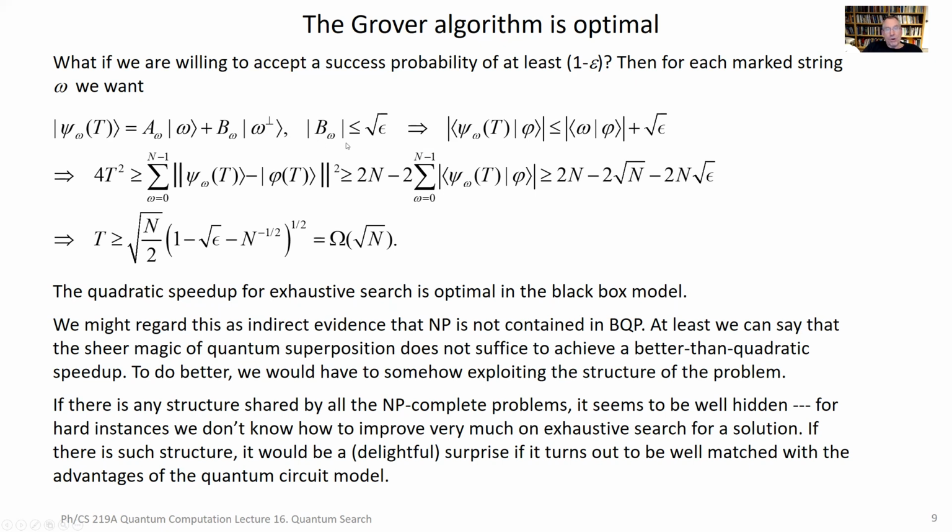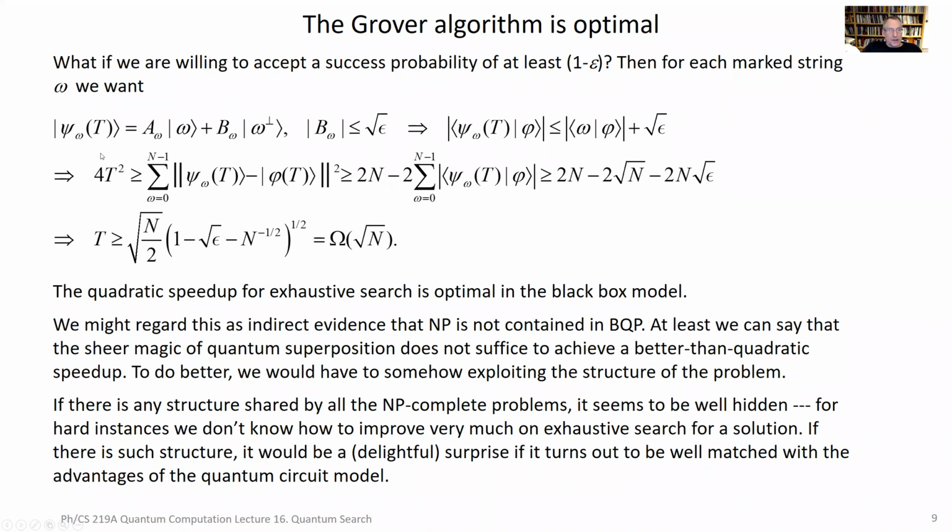Okay. And so when we take the overlap of psi omega of t with phi, the reference state, we get a contribution which is a sub omega, but I'm just going to bound that by 1 times the overlap of phi with omega, the inner product of phi with omega. But then there's this correction, which can't be larger than the square root of epsilon, coming from the inner product of phi with the orthogonal part of psi omega. Okay. And now we just run through the argument again.